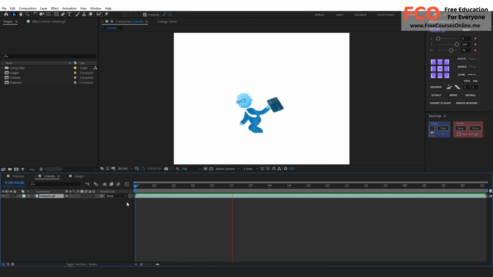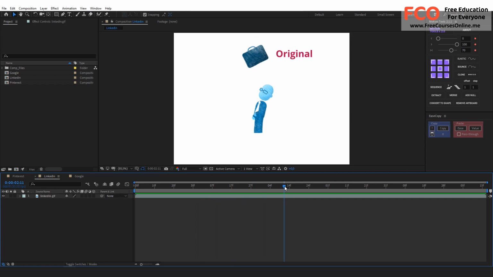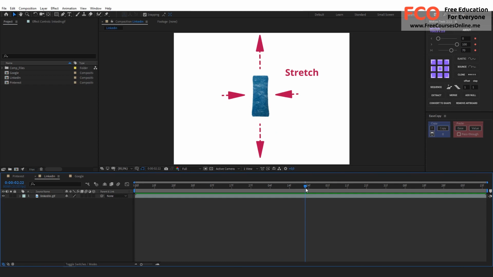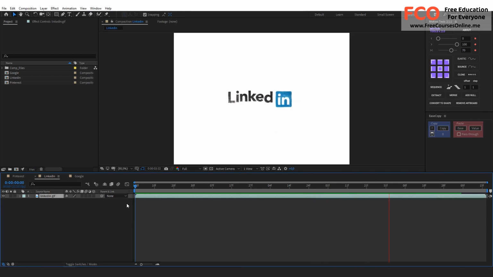Here's the next example. Here the character tosses a briefcase. At first, it has the original form. Then it starts stretching proportionally while falling. When it lands, it squashes, maintaining proportions, and stretches again, but more noticeably when it rebounds to produce a higher contrast. The situation with the final bounce is the same.